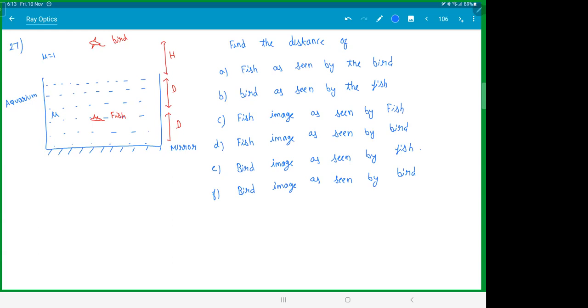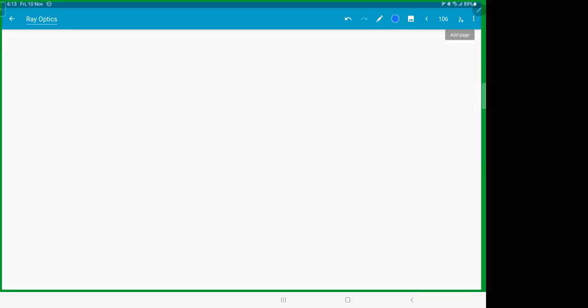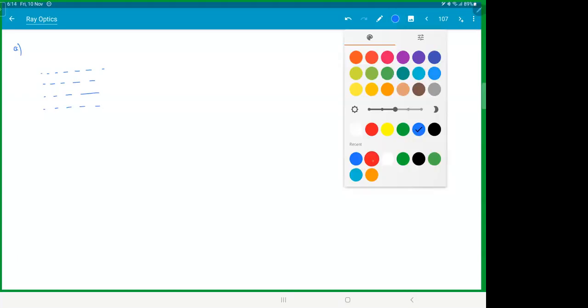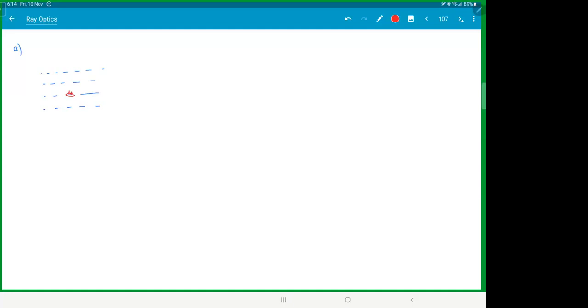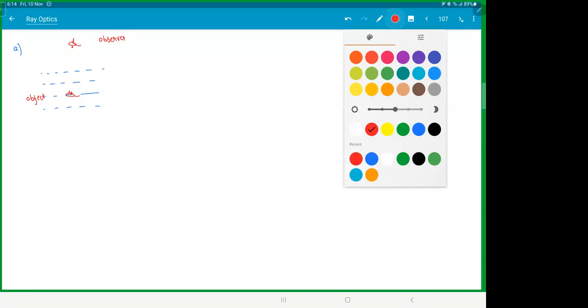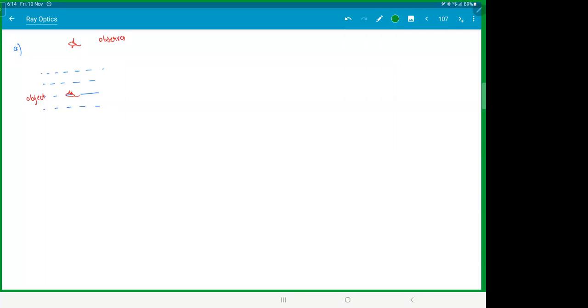I'll show you one. The fish as seen by the bird. Listen carefully how I do these things. Fish as seen by the bird. So the fish is the object. The bird is the observer. The light rays will go from where to where? Light rays will go from the object to the observer. So light rays will go like this.